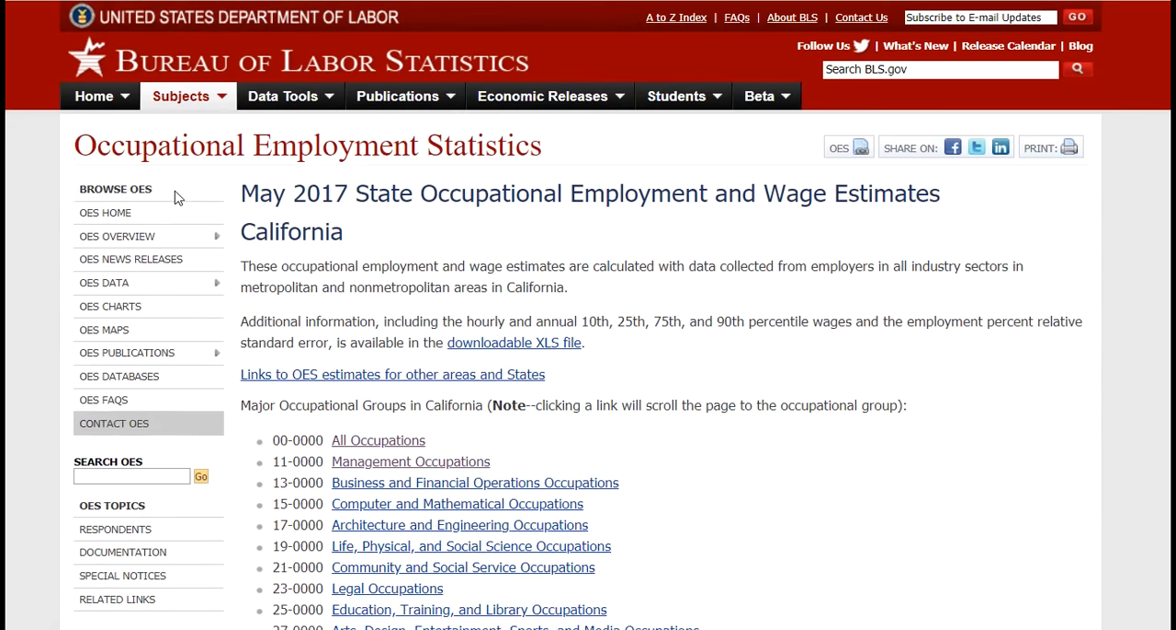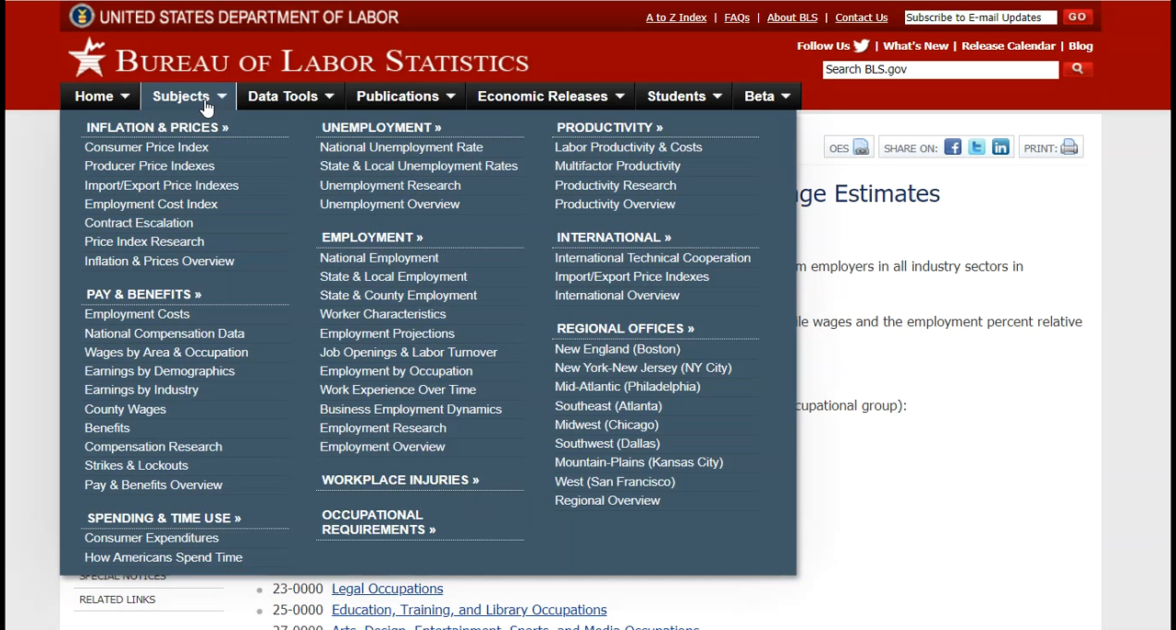So it was pretty quick and easy to find this occupational employment and wage estimates for a specific state. We just went straight and easy up to these subject areas here. So hopefully that helps you find the data that you're looking for.